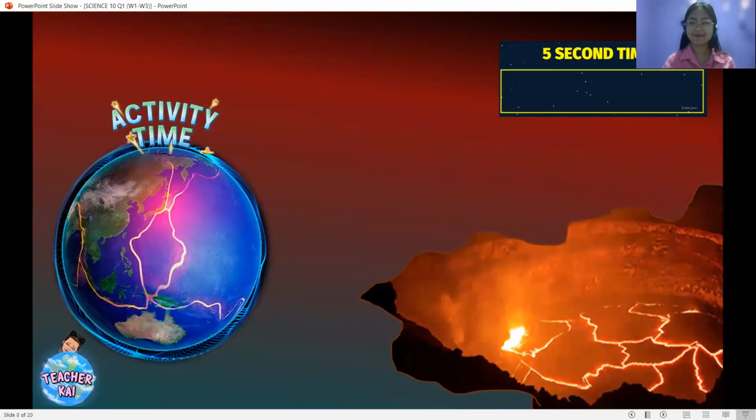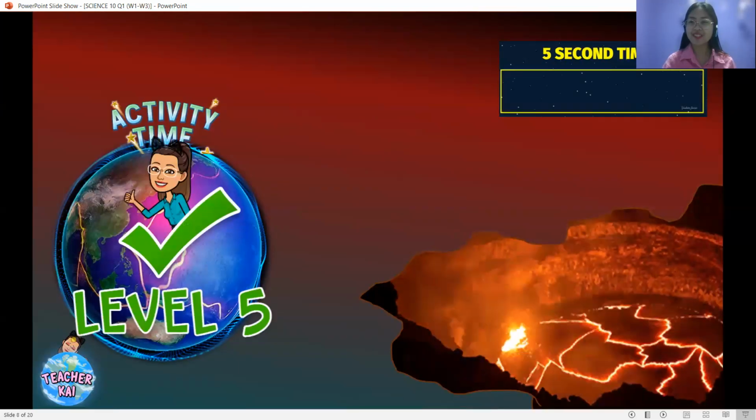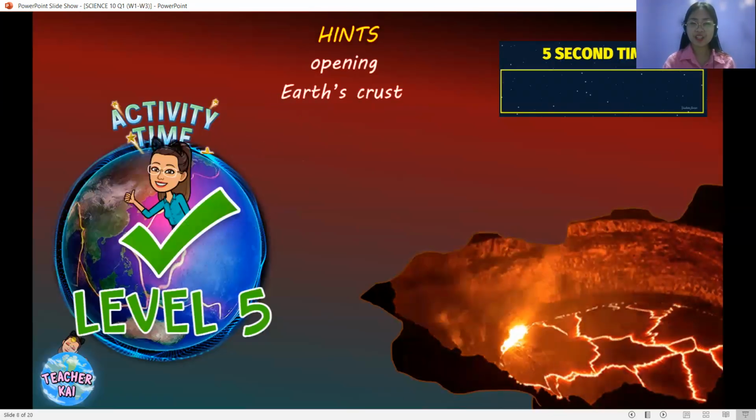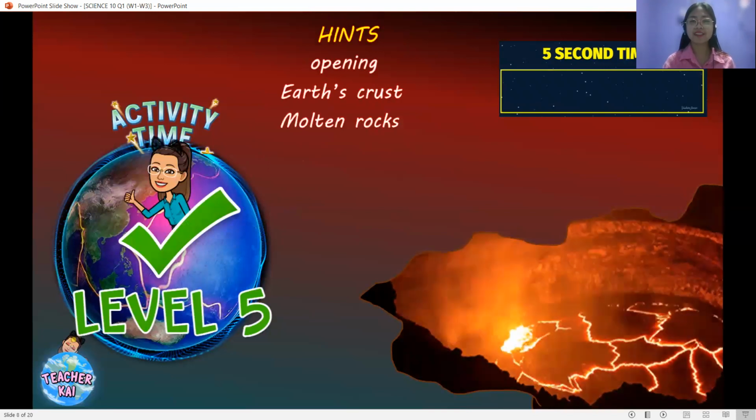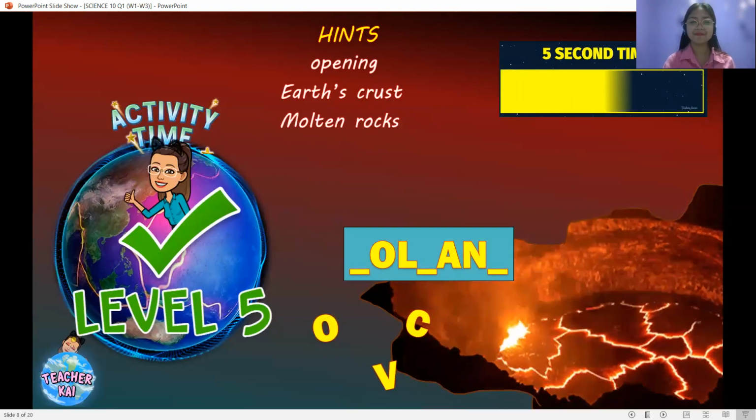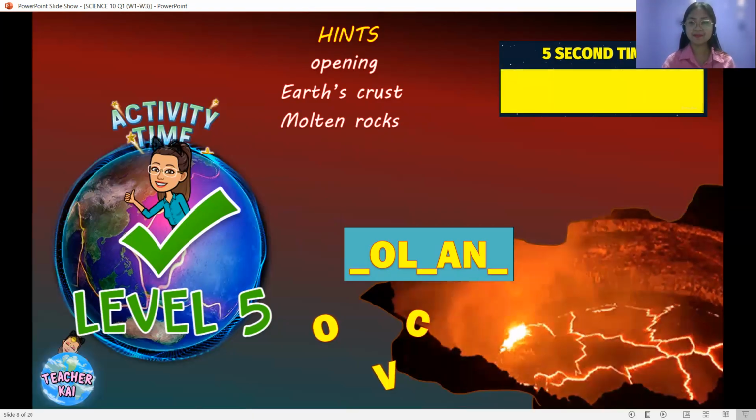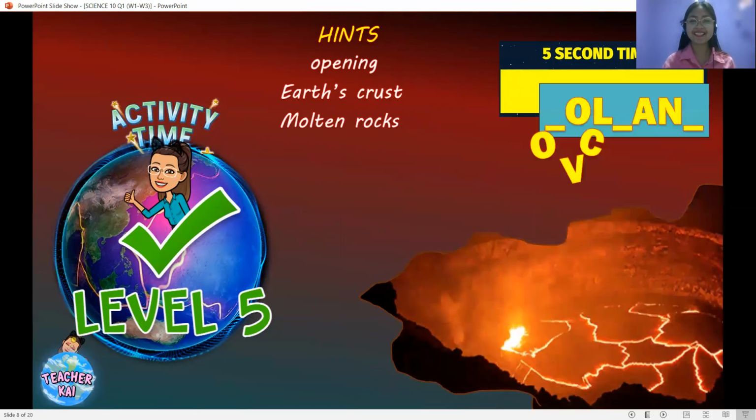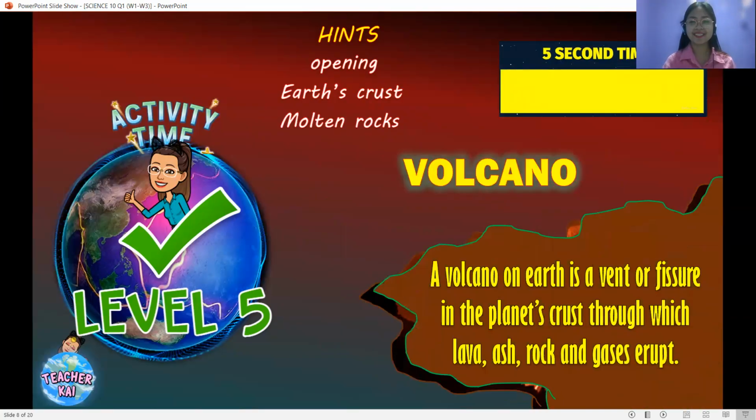Final wave, level 5. These are the hints. Opening, Earth's crust, molten rocks. What is the mystery word? Time's up. Great job. It's volcano. A volcano on Earth is a vent or fissure in the planet's crust through which lava, ash, rock, and gases erupt.